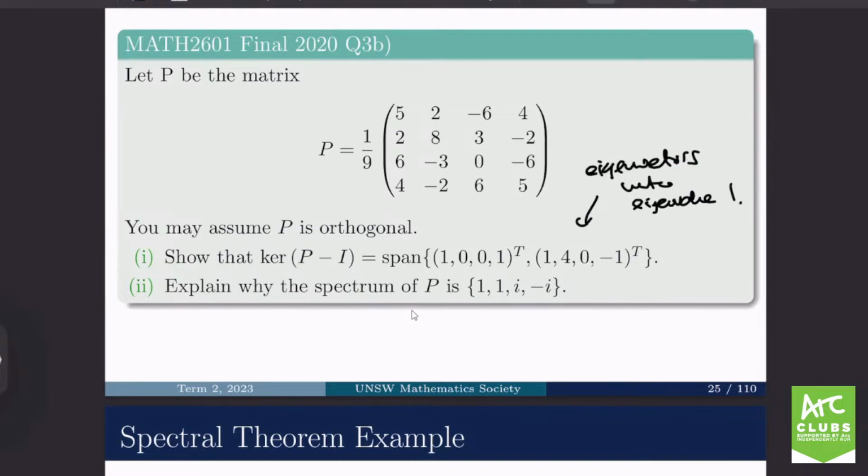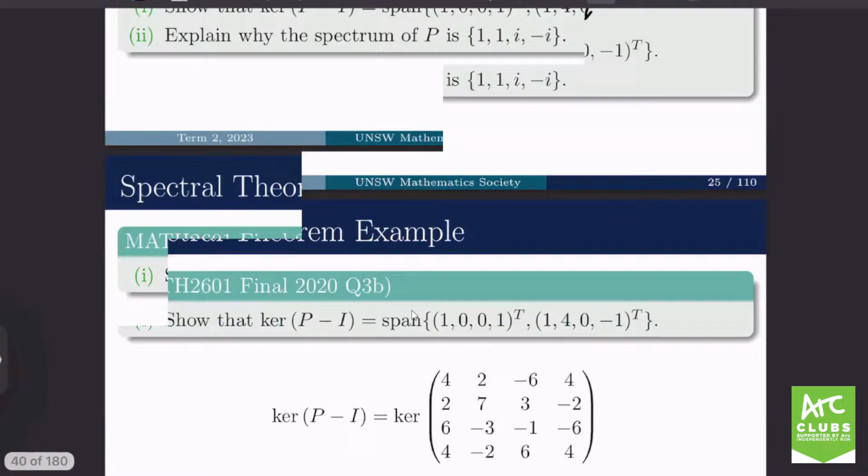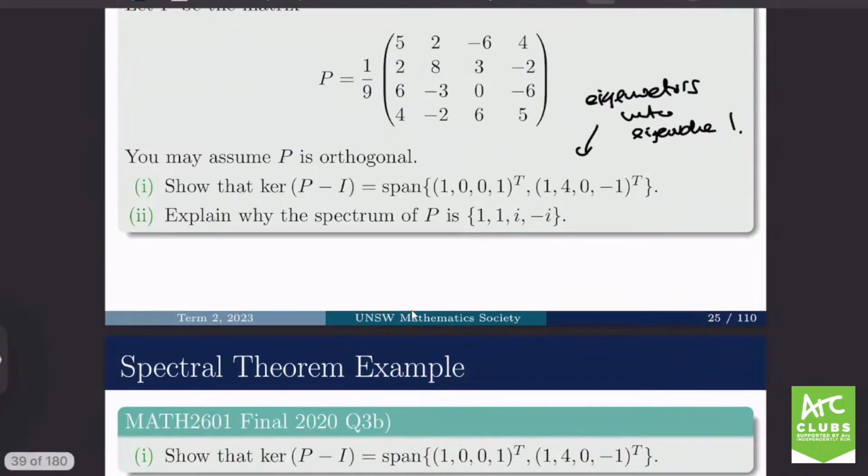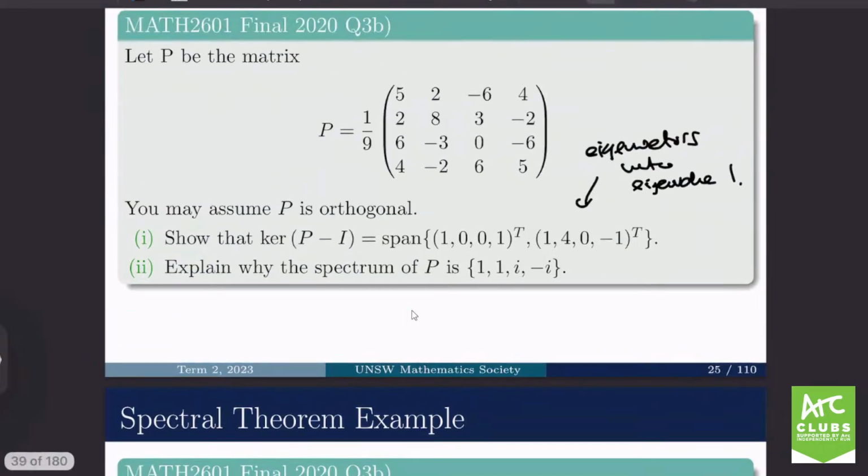Okay? So now the second part of the question is explain why the spectrum of P, so that's the set of all eigenvalues, is 1, 1, i, negative i. You can see that we have two linearly independent eigenvectors with eigenvalue 1. So the geometric multiplicity of eigenvalue 1 is 2.